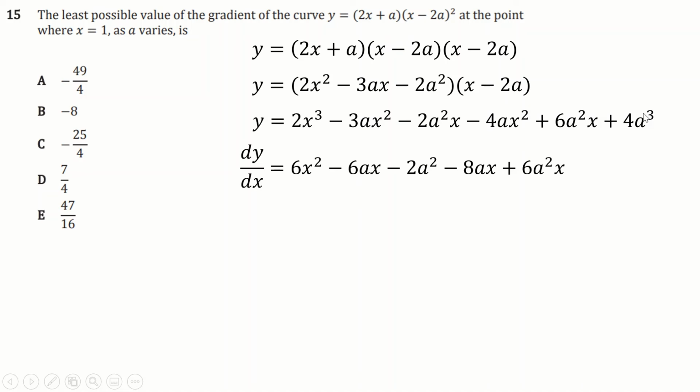Remember the A's, you don't differentiate this like a normal thing, like you would differentiate X. A is a constant. So this just goes away when you differentiate. And likewise, these don't become 2A's or whatever. You just differentiate the X, but everything else is just a number.